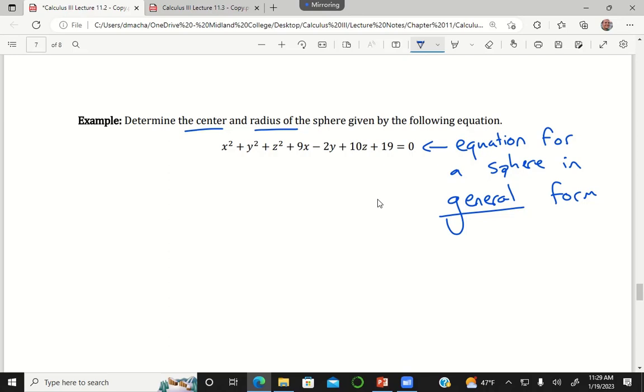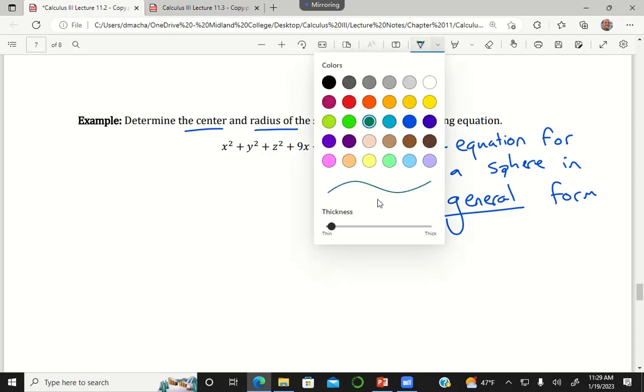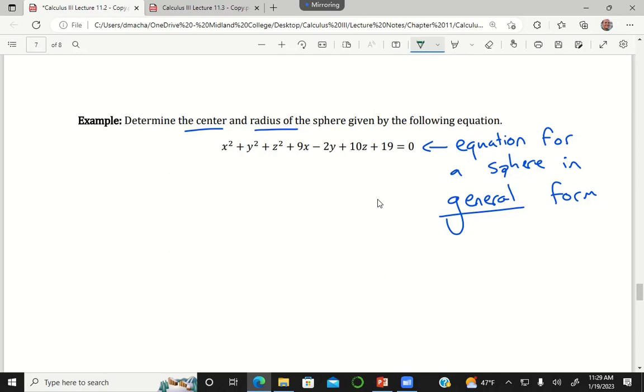However, if you're looking at the general form of the equation, it doesn't tell you what the center and the radius are. If you want the center and the radius, we have to sort of rearrange this a little bit to put it into the standard form equation of a sphere. So I'll show you how to do that. We're going to have to write all of the x terms together. And then all the y terms. And then all the z terms.